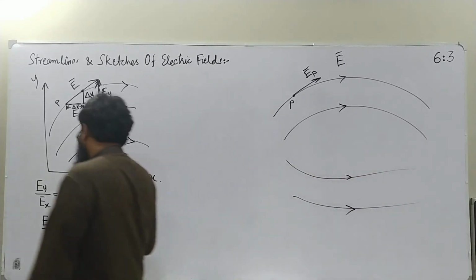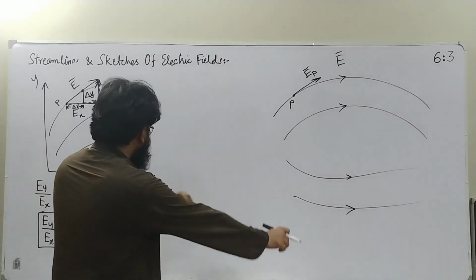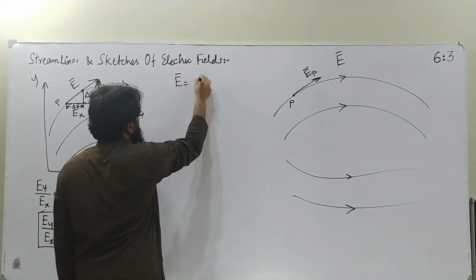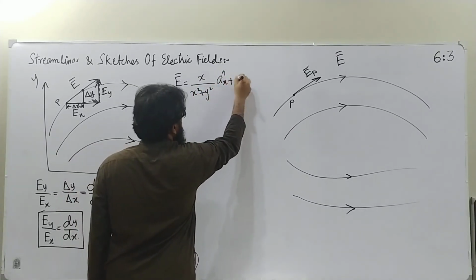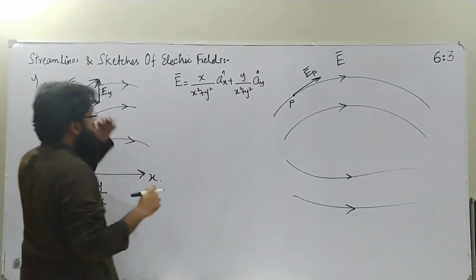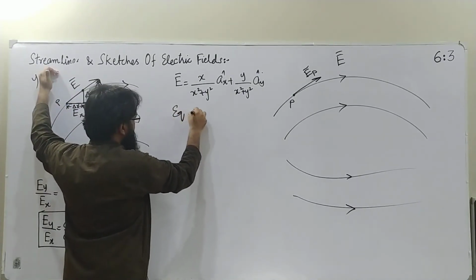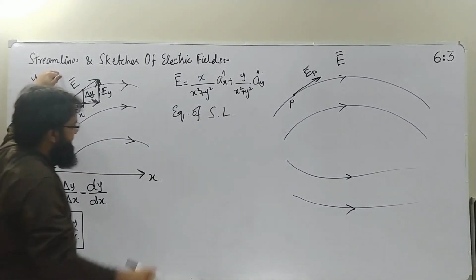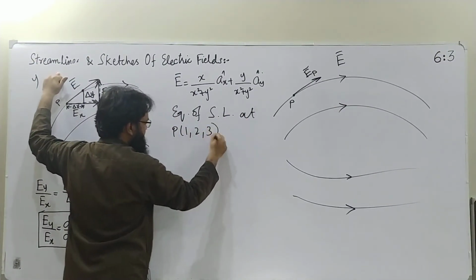Okay, from geometry we got this expression, and this is the fundamental expression for the streamlines. Let's take an example. Let's say in rectangular coordinates we are given a field with x upon x square plus y square ax plus y upon x square plus y square ay, and I want to find the equation of a streamline. SL is not a standard short form, I am just writing it for the sake of time. So the equation of a streamline at point P, and I am just taking an arbitrary point (1, 2, 3).